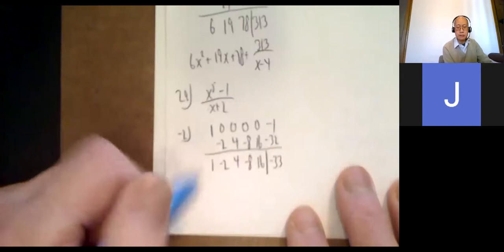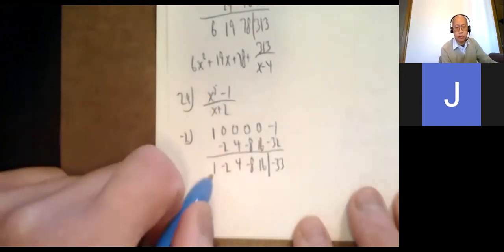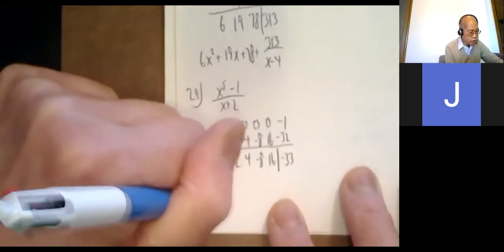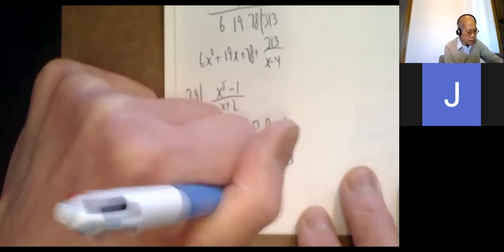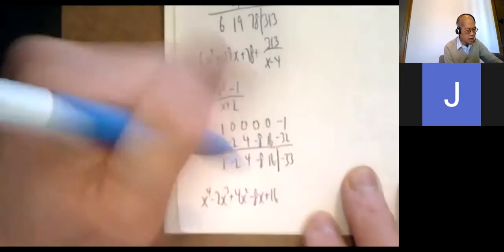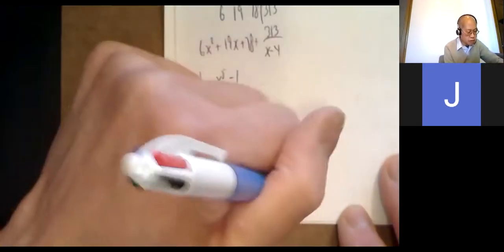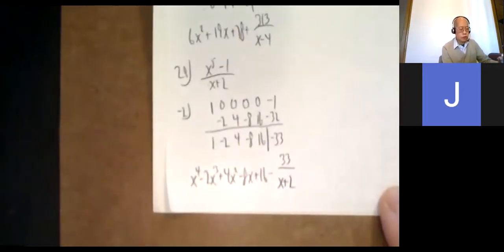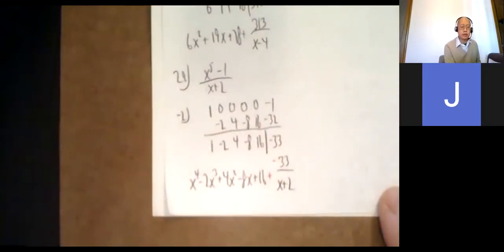So how do I read this? Now, this used to be x to the fifth. It's always going to go down by 1 power. So this would be x to the fourth, third, second, first number. So final answer, x to the fourth minus 2x cubed plus 4x squared minus 8x plus 16. And the remainder is negative 33. So either minus 33 over the original divisor x plus 2. So again, you can either write it like that or in red, go like that. I'll accept either way.